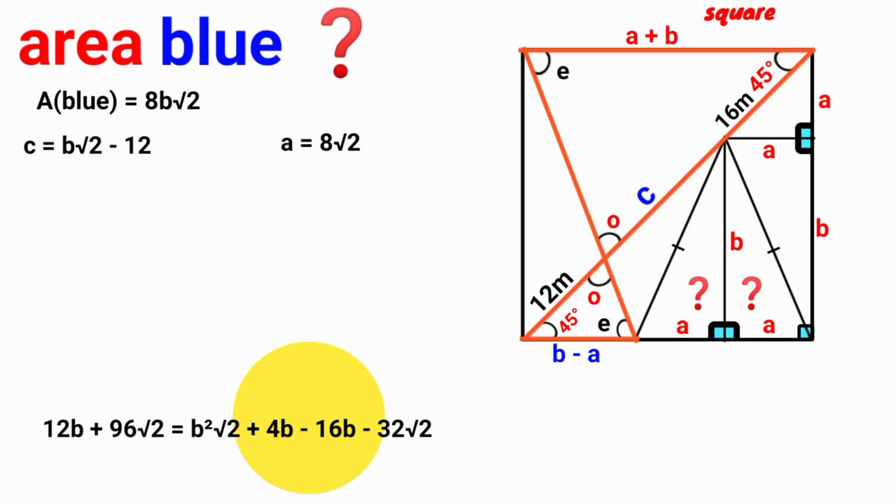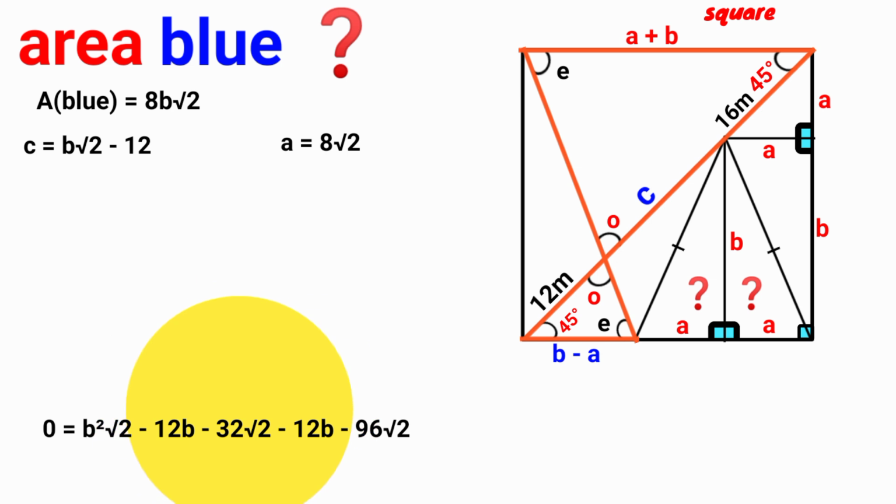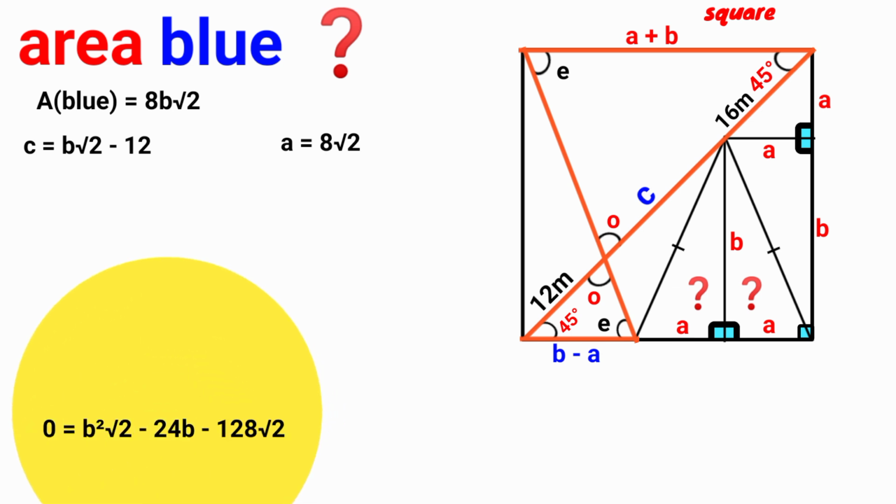Plus 4b minus 16b is minus 12b. Now bring all these to the right. Minus 12b minus 12b is minus 24b. Minus 32 root 2 minus 96 root 2 is minus 128 root 2. So 0 equals b squared root 2 minus 24b minus 128 root 2.